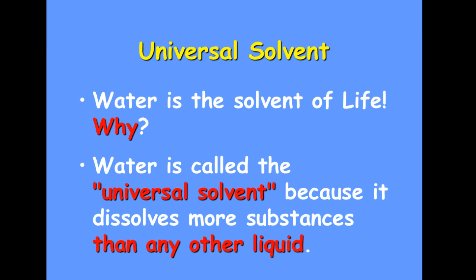Now we're on the fourth one. The fourth one is universal solvent. And I only want you to write the second bullet, but I am going to read the first one. Water is the solvent of life. Why? Solvent, what does that word mean? First, let's just write the second sentence. Water is called the universal solvent because it dissolves more substances than any other liquid.